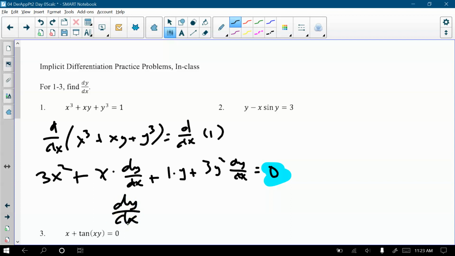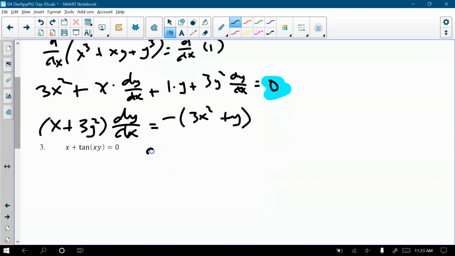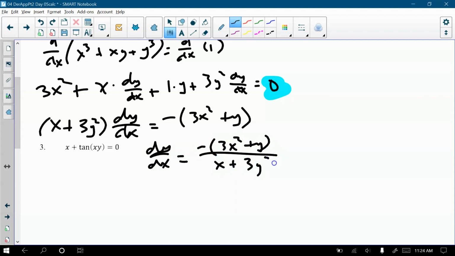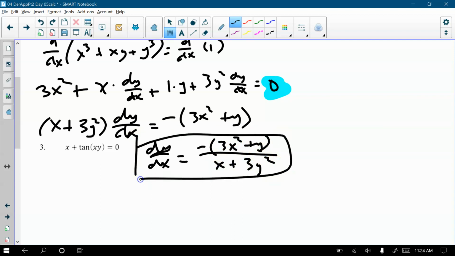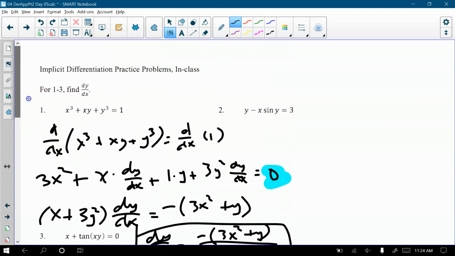So dy/dx, this time I'm going to factor it in case you weren't sure about that before, is equal to a minus (3x squared plus y). So in other words, I moved 3x squared and y to the other side. They both became negative, so I took that out. You didn't have to. And then my final answer here for this one is dy/dx equals negative (3x squared plus y) over (x plus 3y squared). That's for number 1. Let's go to number 2.